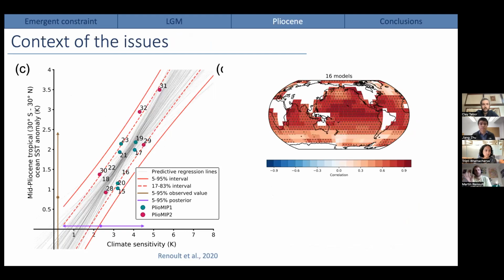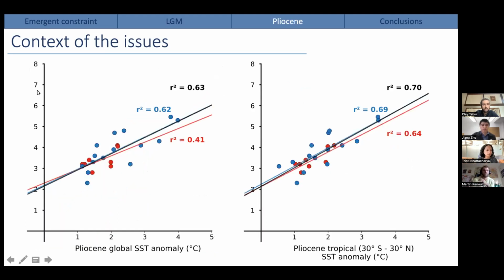And now to talk more briefly about the Pliocene, because this is quite ongoing and future work. For the Pliocene, there are not that many issues, actually. As I said at the beginning, the correlation map looks really good. The biggest concern back then was the very large uncertainty we had on the geological reconstruction. But if you look at the correlation that exists between climate sensitivity and global or tropical sea surface temperature of the Pliocene, between PlioMIP1, here in red, and PlioMIP2 in blue, you can see that the quality of the correlation is really high, and it actually gets better in PlioMIP2.